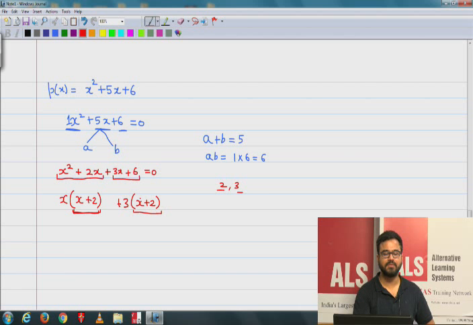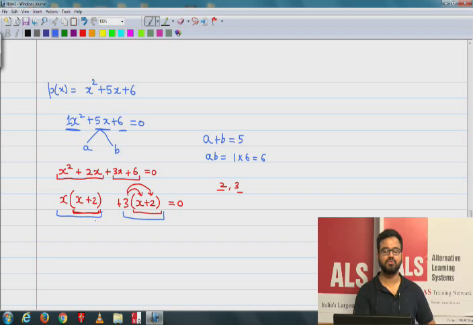When you multiply 3 with x, you will get 3x again. When you multiply 3 with 2, you will get 6 again. So we have done the factorization now. Now there are two terms. This is your first term, and this is your second term.